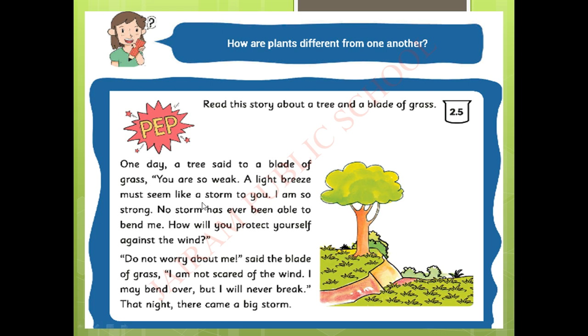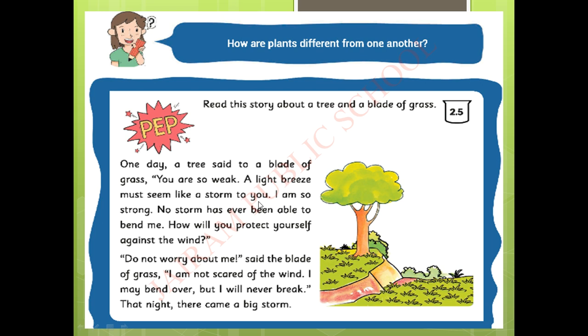So here is a story. Using this story, we can easily understand that the plants are different from one another. One day a tree said to a blade of grass, "You are so weak. A light breeze must seem like a storm to you."